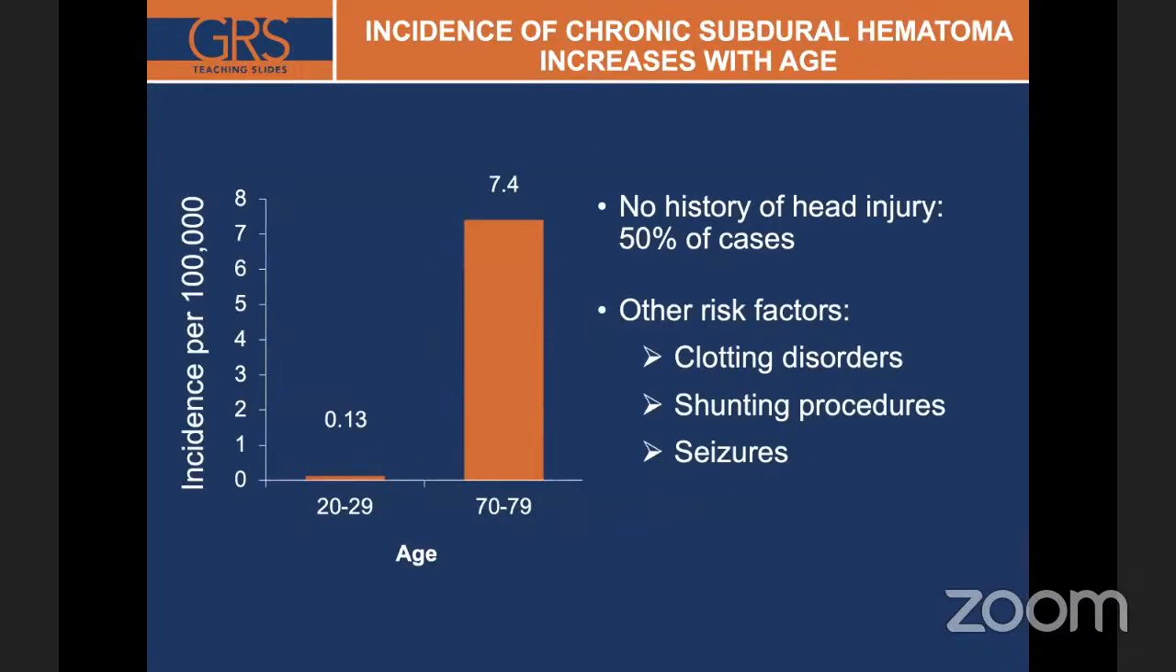As we can see here, it shows us the incidence per 100,000. And as we can see, the older population are at a much higher risk compared to the younger population. And as we can see here, with no history of head injury, that's almost 50% of the cases. Other risk factors are clotting disorders, shunting procedures, and seizures.